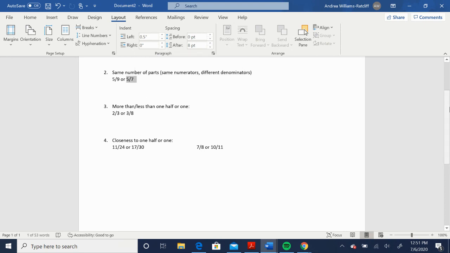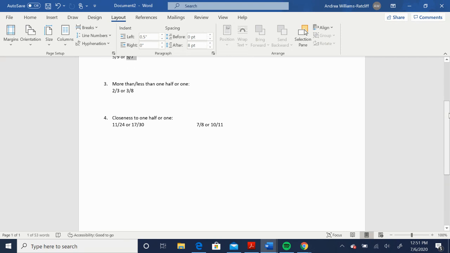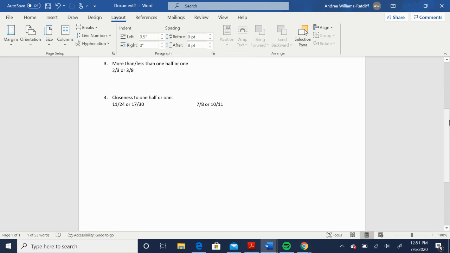Okay, so the third strategy we can use is thinking about comparing the fractions to 1 or 1/2. Okay, so let's start out with this first example. We've got 2/3 or 3/8. If we're trying to figure out which one is larger, and again, we are not going to use common denominators, we're not going to do percentages, we're not going to do any of those calculation procedural methods. We're going to try to reason which one of these should be bigger.